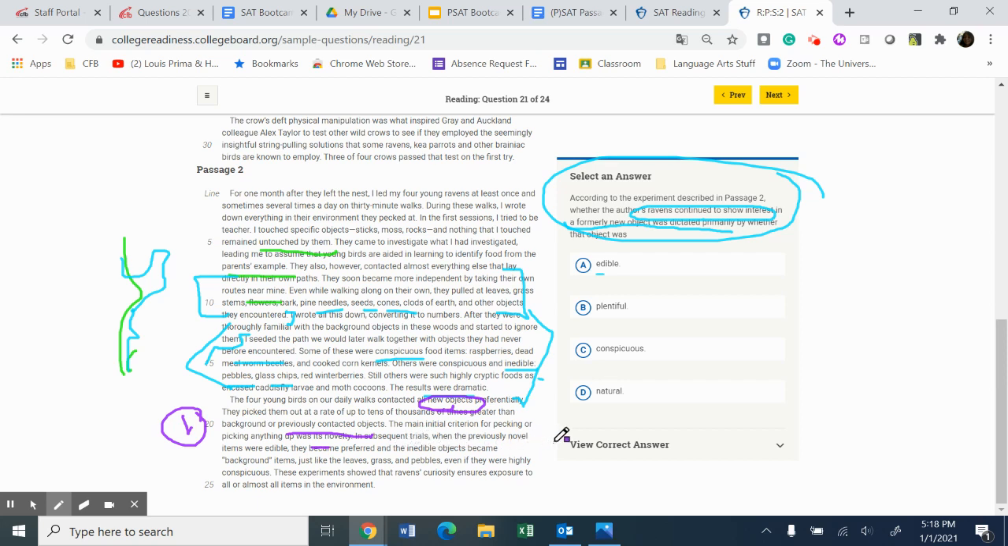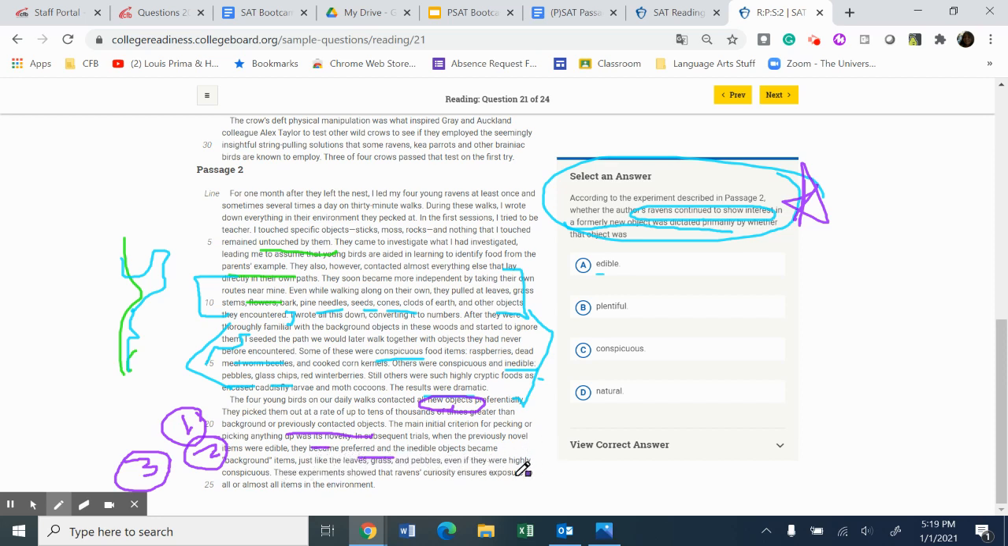In subsequent trials, when the previously novel items were edible, they became preferred. Okay, that's the other thing, the other result. And the inedible objects became background items. Okay, so we have 3 main results.